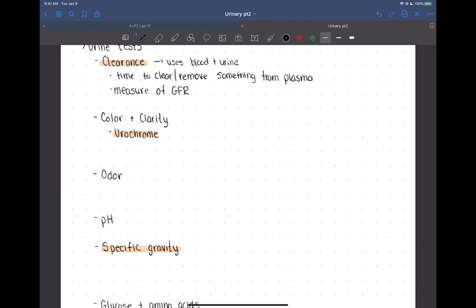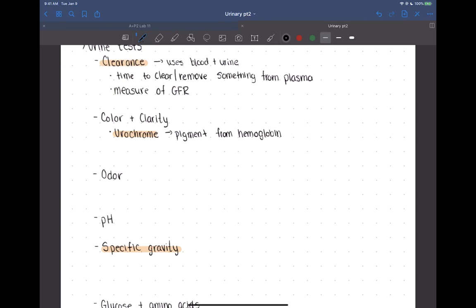Okay. A little better. All right, so urochrome is the pigment in urine, and it comes from hemoglobin. So it's the pigment that gives urine its yellow color, and it comes from hemoglobin, as most of our pigments seem to, right?